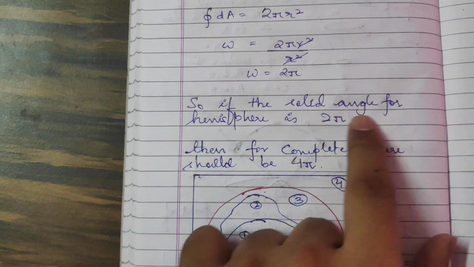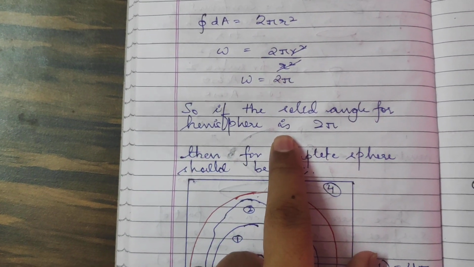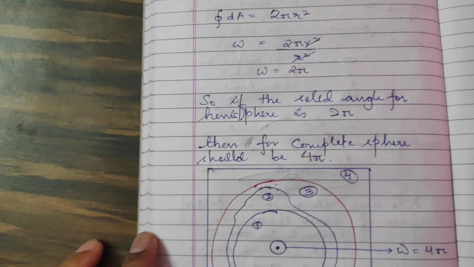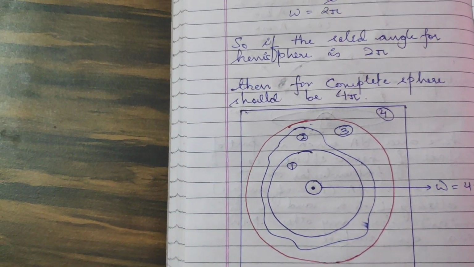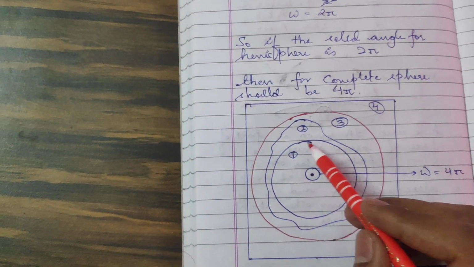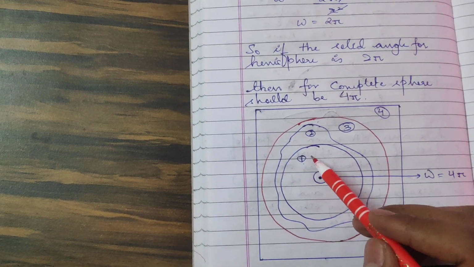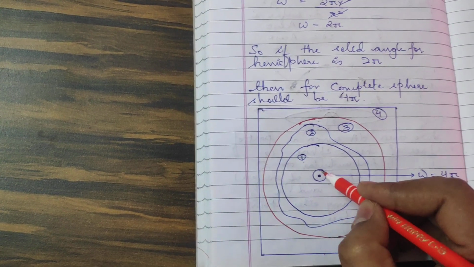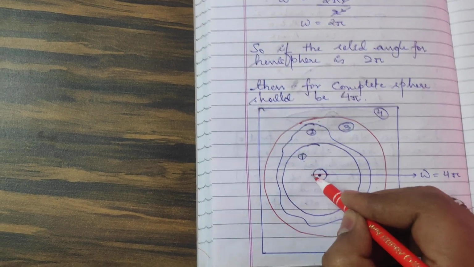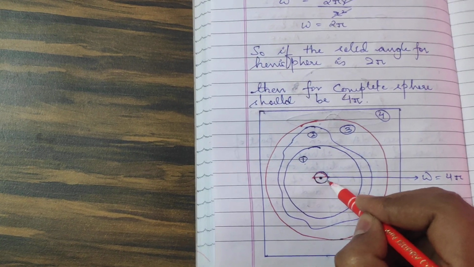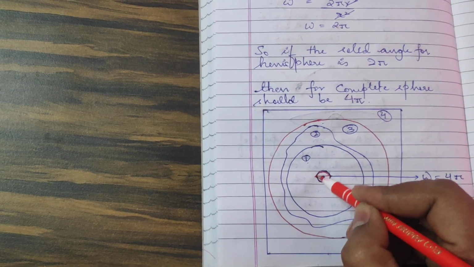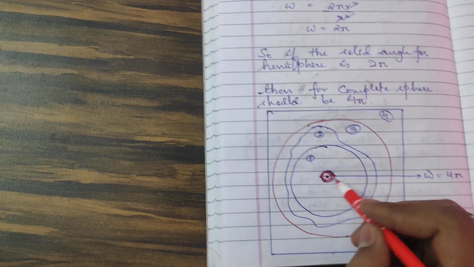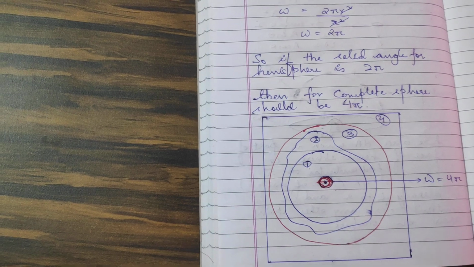So if the solid angle for the hemisphere is 2 pi, then for the complete sphere it should be 4 pi. Now come over here. See, for a complete sphere, take sphere 1. For sphere 1, this is the solid angle. For the hemisphere it was this, but for the complete sphere it will be above and below both. So this will be the three-dimensional angle. You can call this omega as a very small ball inside a very big ball.